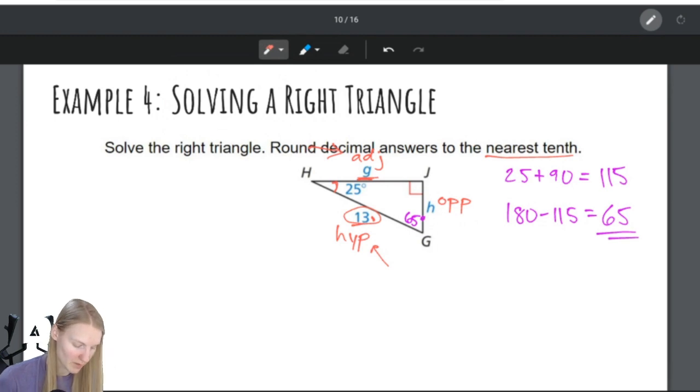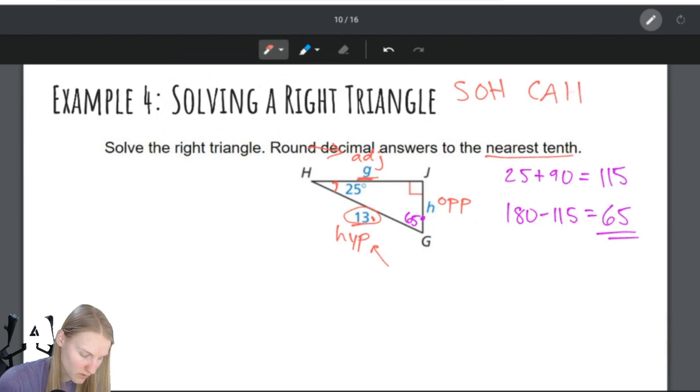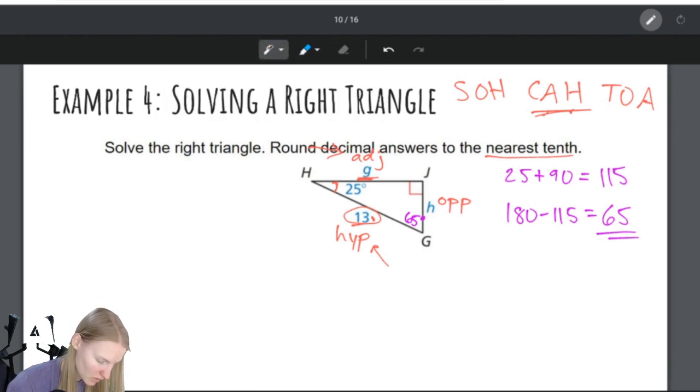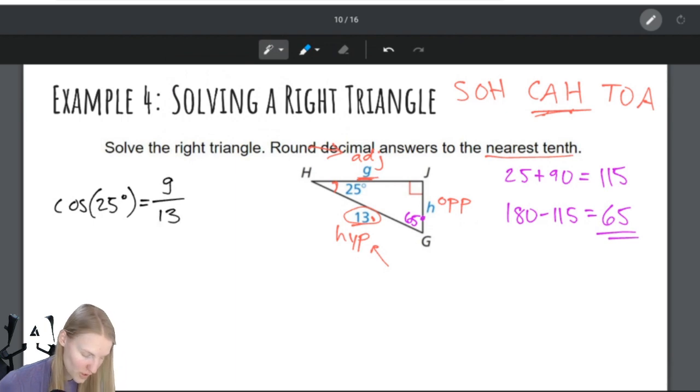Okay, so let's see. If I'm using the adjacent and the hypotenuse, let me write my helpful SOHCAHTOA. Adjacent and the hypotenuse. Oh, look at that. Adjacent and the hypotenuse. So I'm going to use cosine. Wonderful. So cosine of 25 degrees is equal to G, the adjacent, over 13, the hypotenuse.